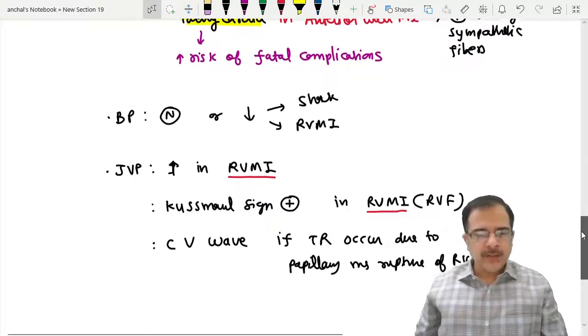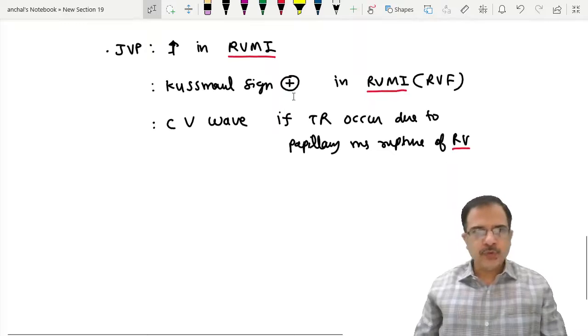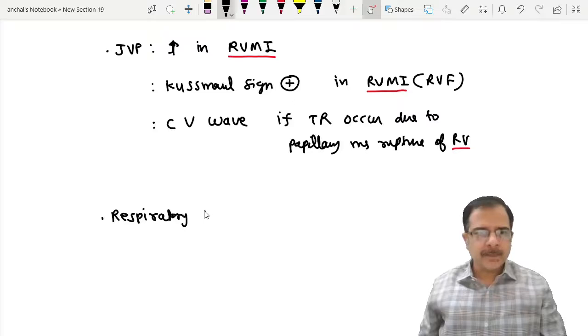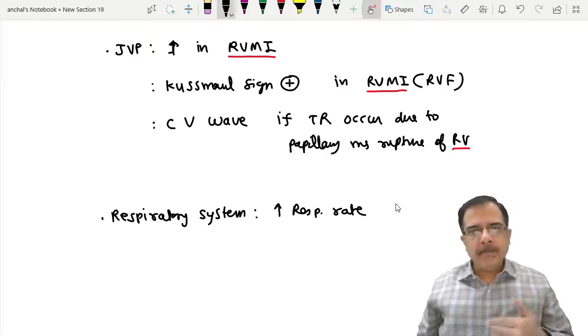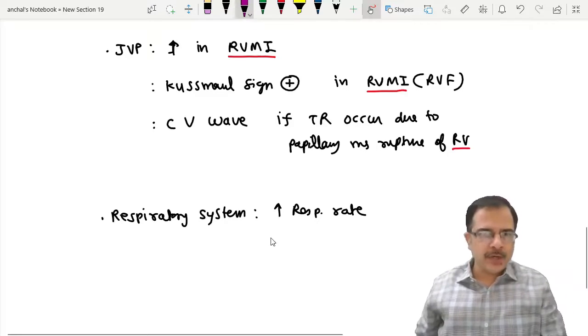Now coming to the other systemic examination, before going to the cardiovascular system. If we look at the respiratory system, there will be an increased respiratory rate. That is because of the pulmonary edema, basically due to the heart failure. Increased respiratory rate is again an important question.